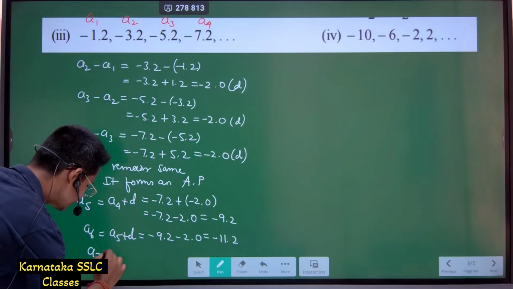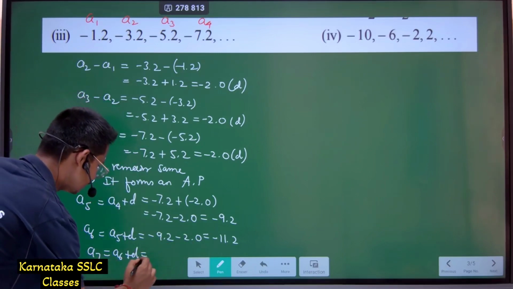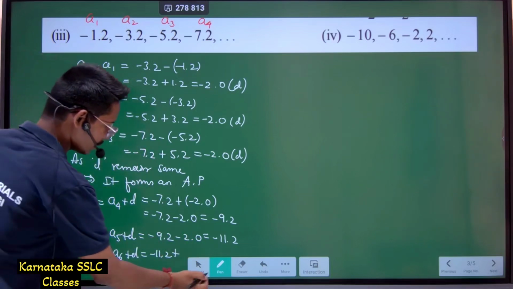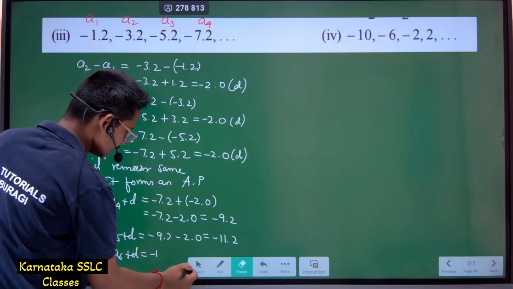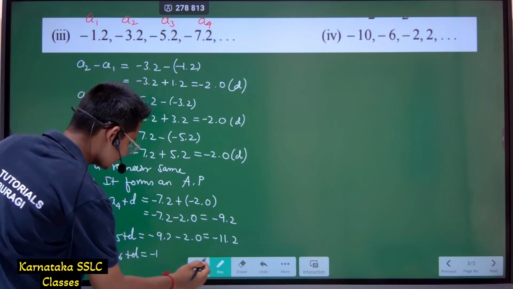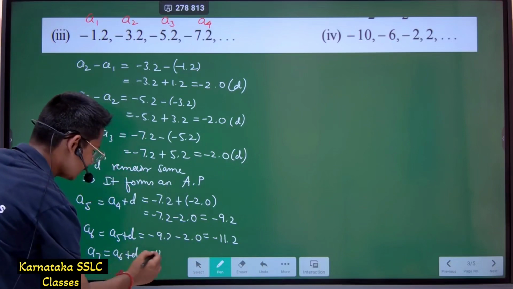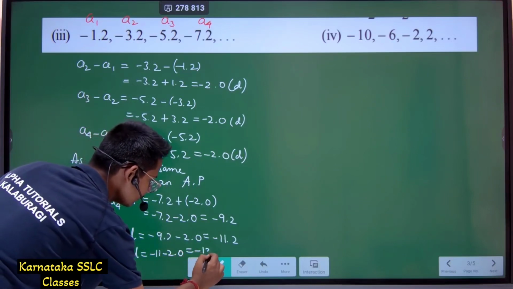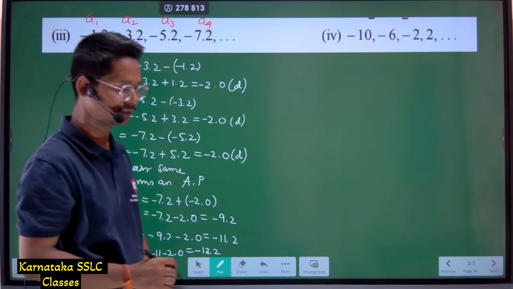Finally A7, it is A6 plus D. What is A6? Minus 11.2. Okay, so after adding plus into minus 2.0, you're going to get a minus 13.2. Okay, so these three are the next three terms.